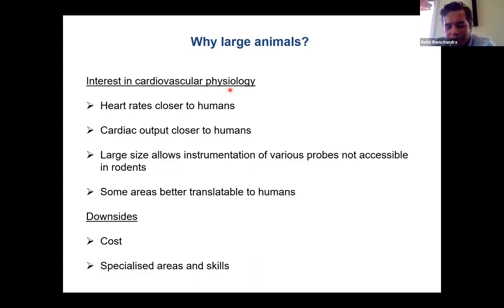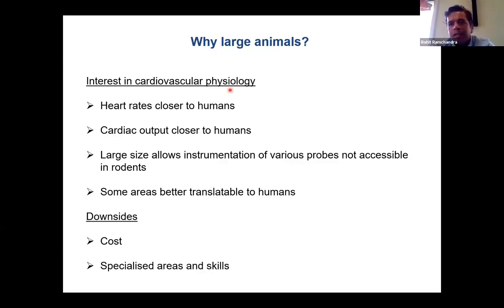This is not to say that rodent instrumentation and rodent protocols aren't important. They are as well. But personally, I think if you want to be able to translate some of your findings, the heart rates are closer to humans and cardiac output is closer to humans. There's some suggestion that larger animals, including people, are able to modulate cardiac output a lot more, whereas rodents are more predominantly reliant on changes in resistance. So this is another reason why the use of large animals can be quite important.